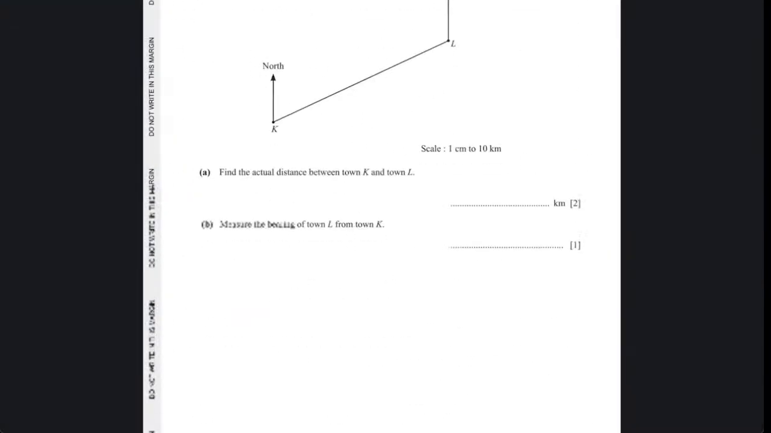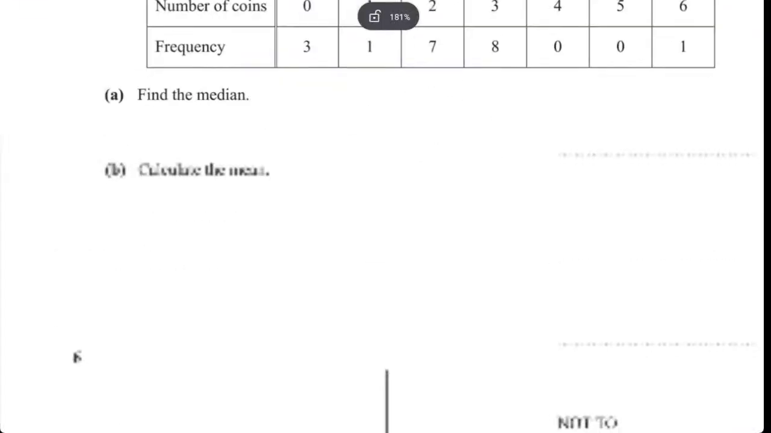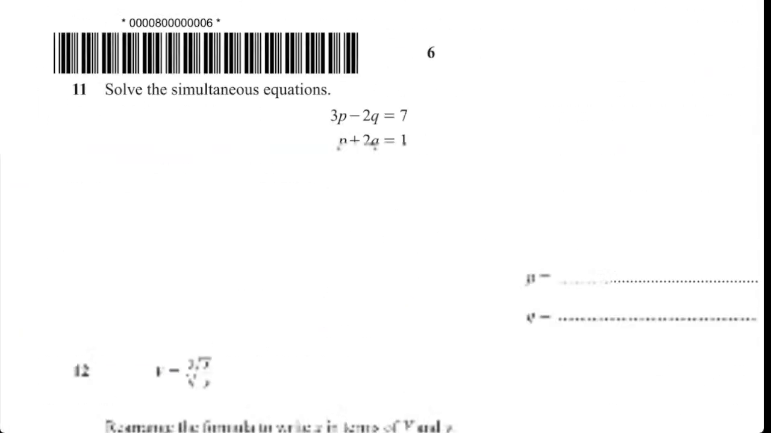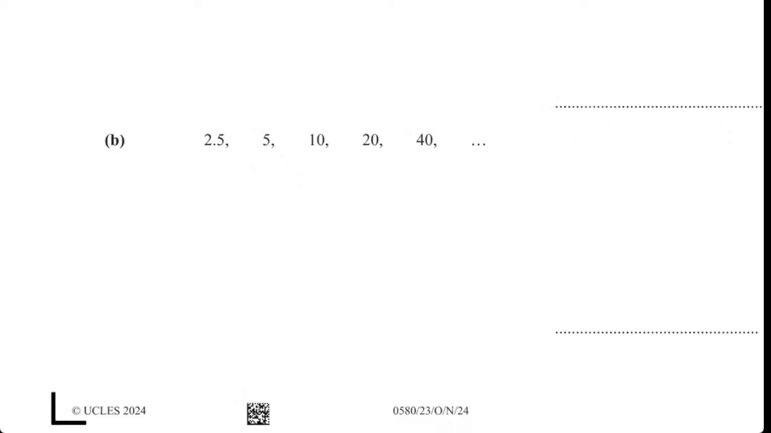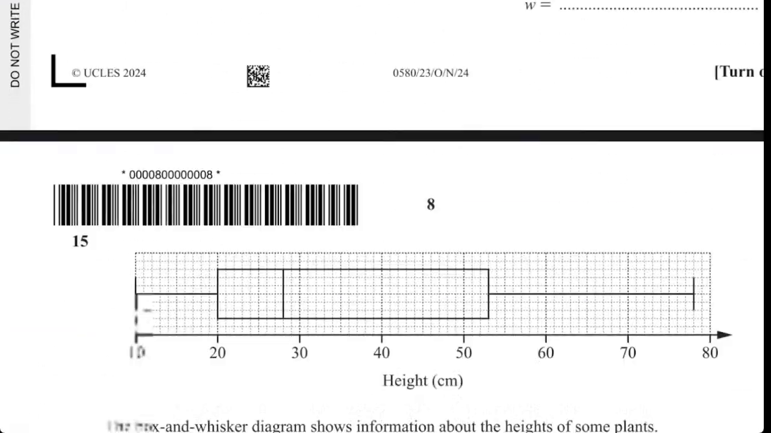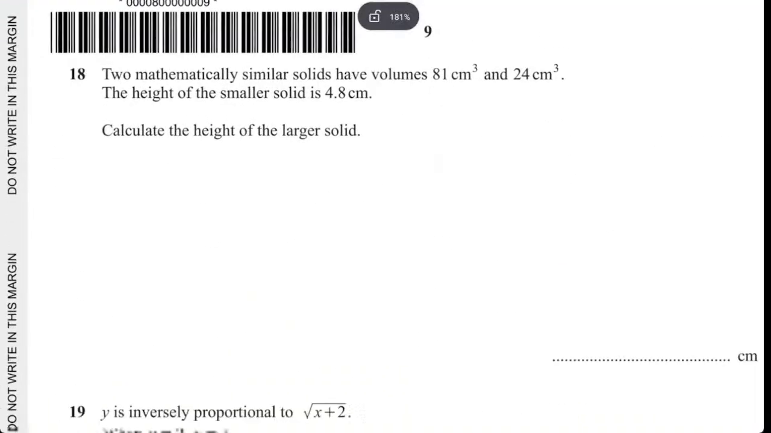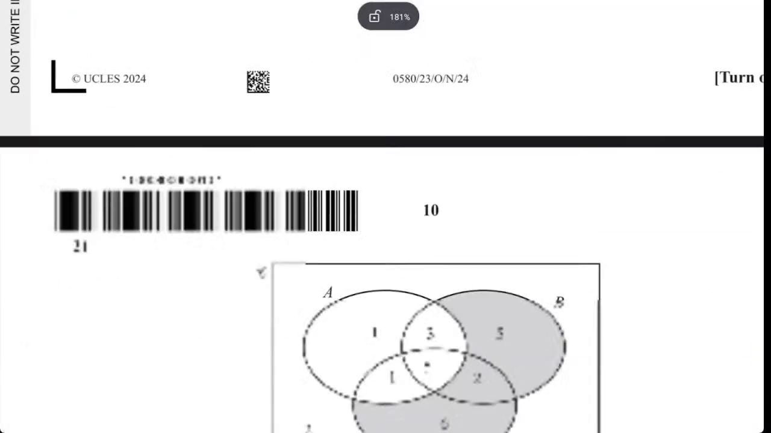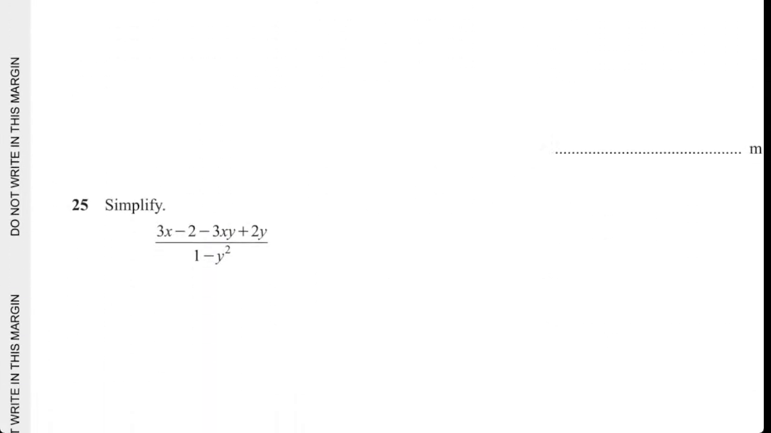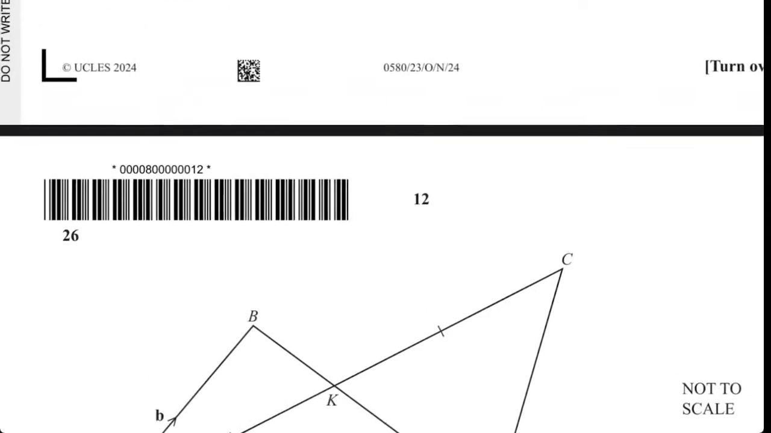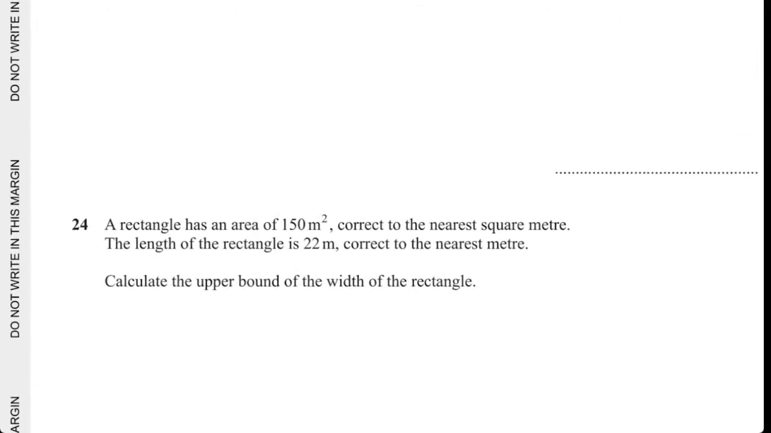Good. Now, volume, here's the question. Paper 2-3 now. We are doing paper 2-3. We can't find the mensuration.